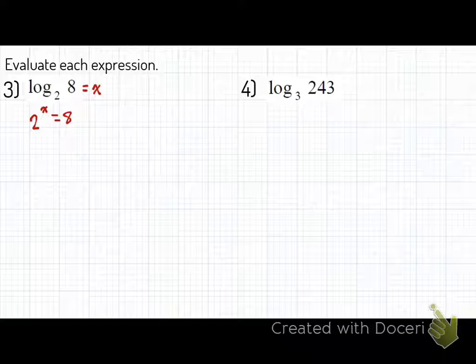Okay. What's a common base you could use on both sides? 2. So the left side's good, 2 to the x. What about the right side? How can I rewrite 8 as the base of 2? Good. 2 to the third. That's right. So we got 2 to the x is equal to 2 to the third. Bases are the same. Therefore, the exponents are equal.